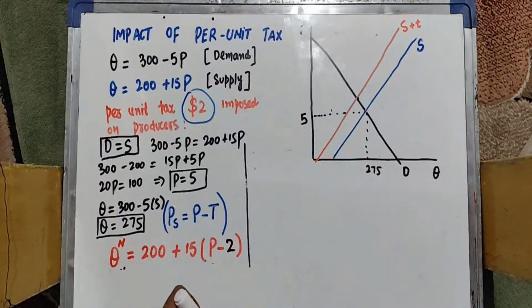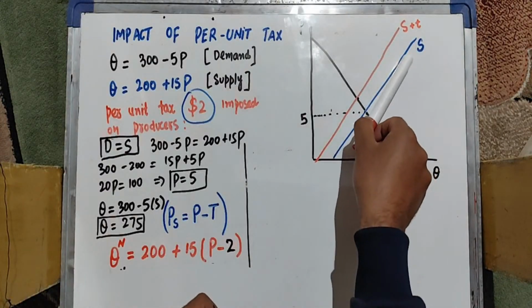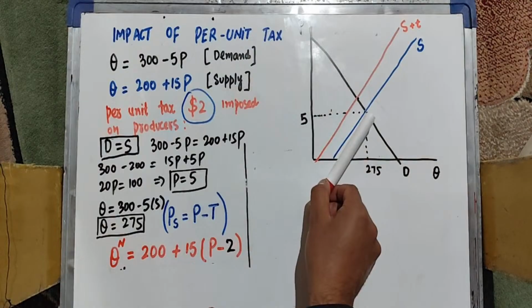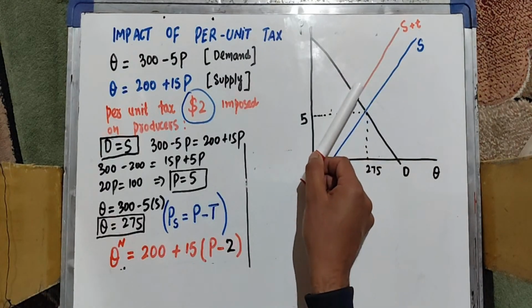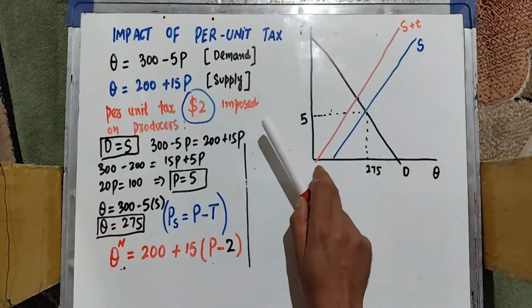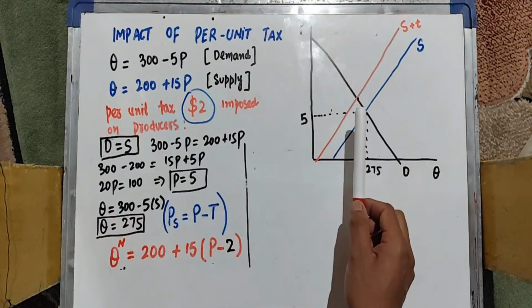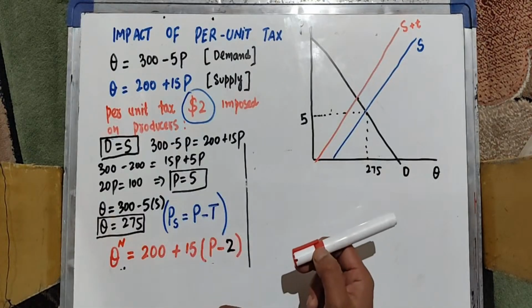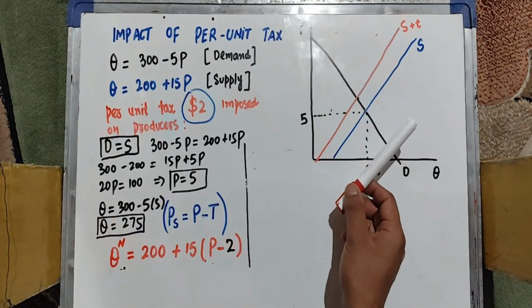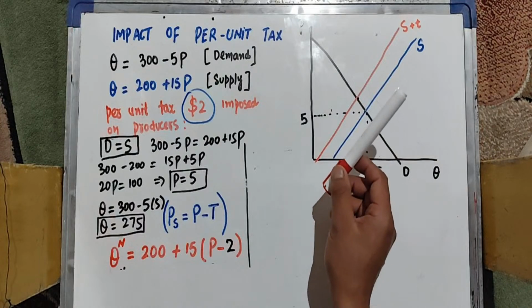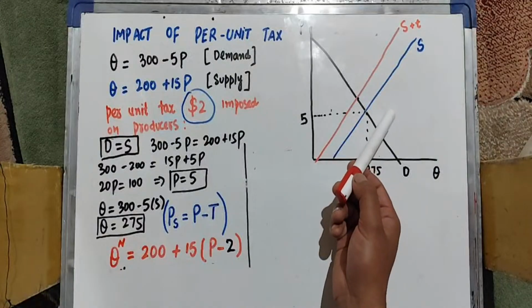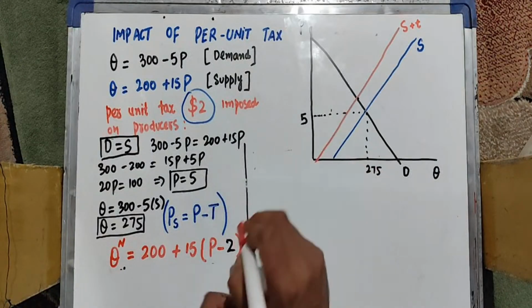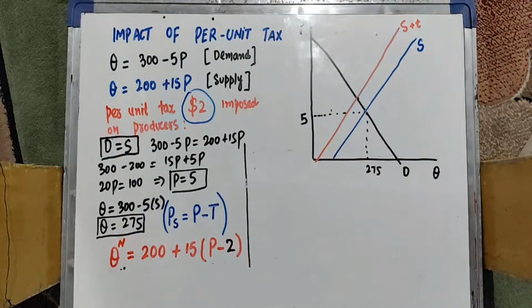thereby shifting the supply curve upward by the amount of tax. The initial supply function was this blue color supply function, and it will shift leftwards by the amount of tax levied. Any tax levied on the producers just increases the marginal cost of production per unit, which implies profit will obviously decrease. Now, how do we show the new supply function?